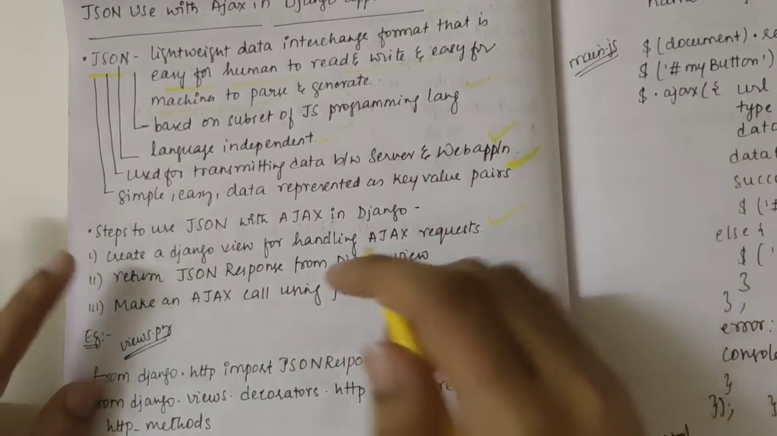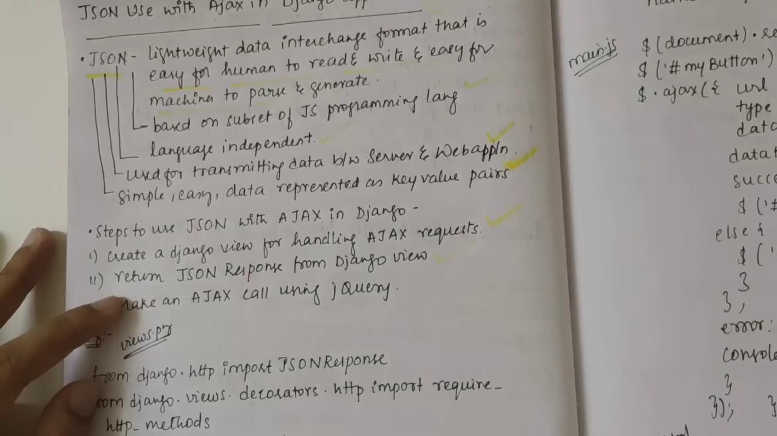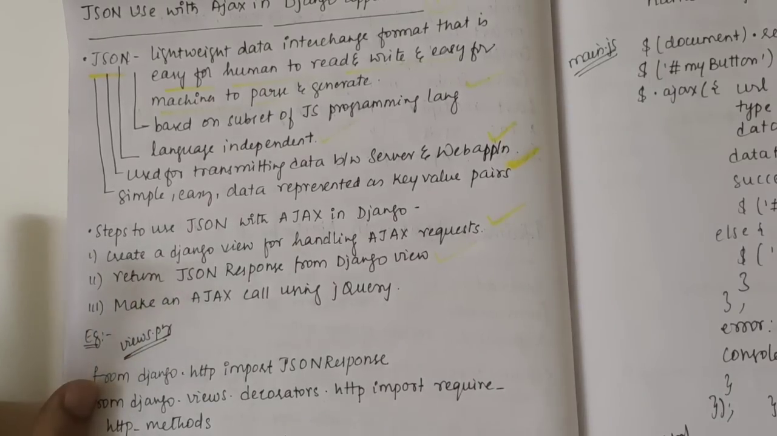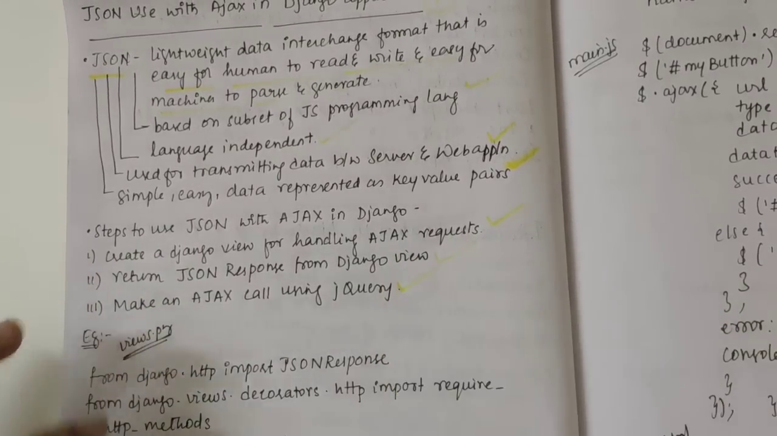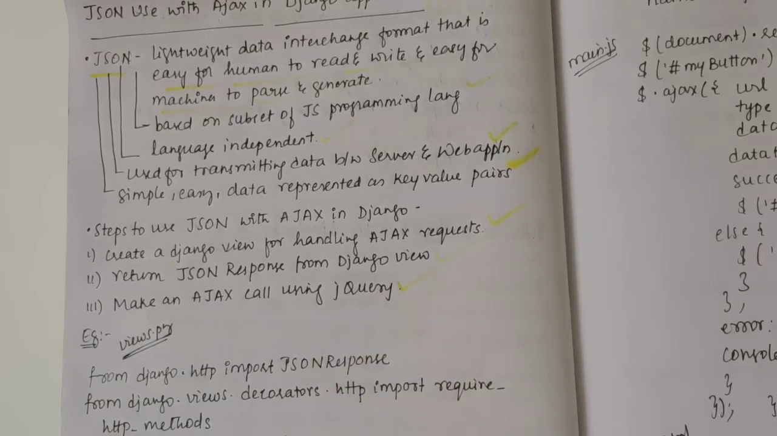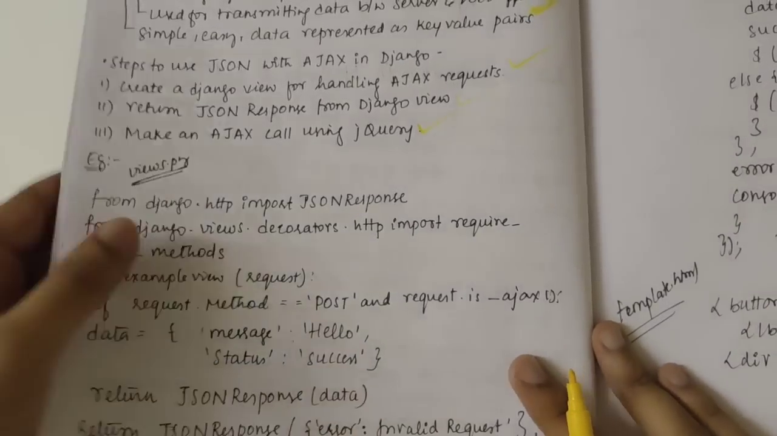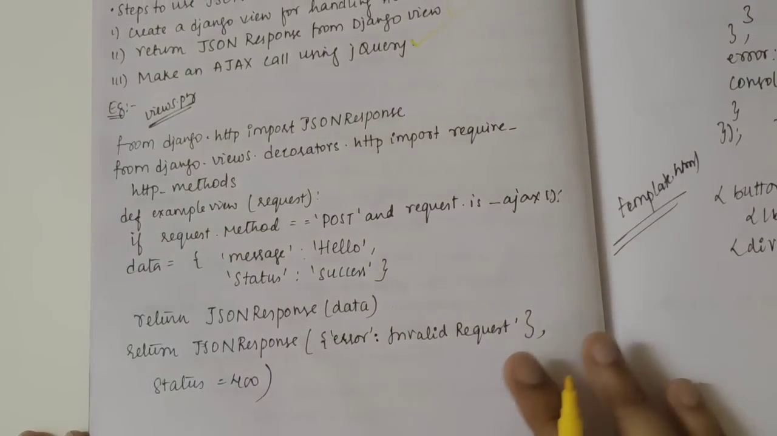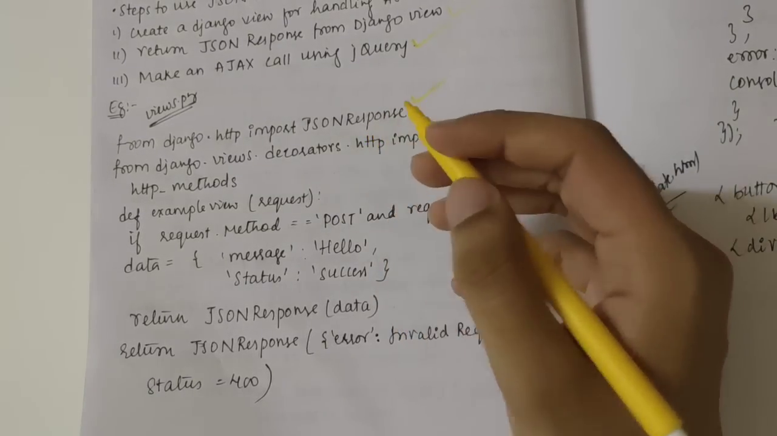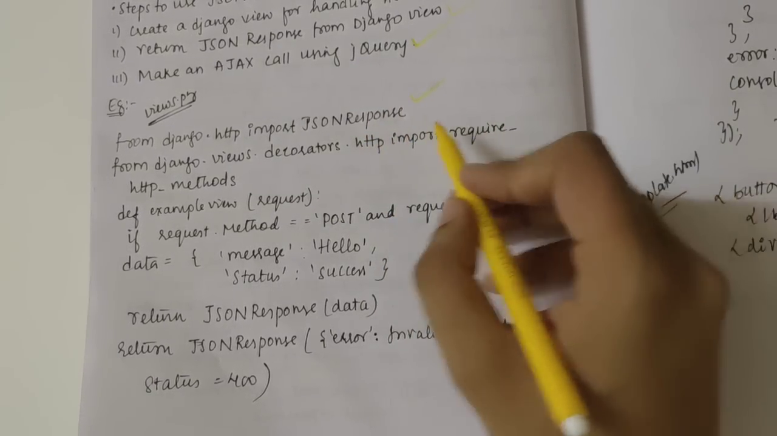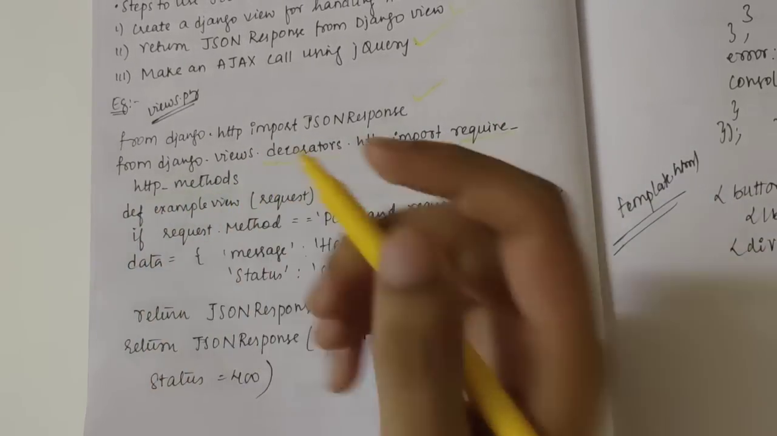We are creating a view part. After that, return a JSON response from the Django view. Then we make an Ajax call using jQuery. That is, in main.js we'll be specifying the contents part. Looking at the program, firstly from django.http import JsonResponse, I'm importing the JsonResponse. Along with that, from django.views.decorators, I'm importing require_http_methods.